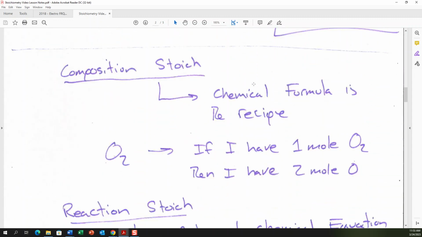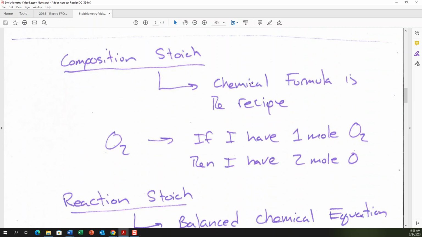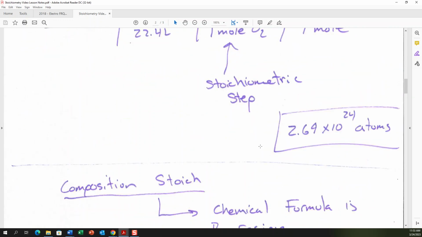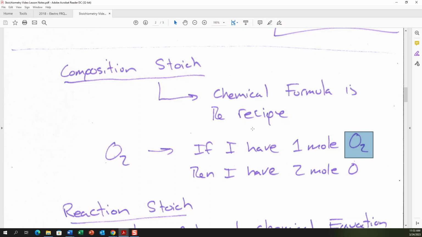So there's different types of stoichiometry. There's composition stoic, there's reaction stoic. It doesn't matter. You don't have to know which is which. The difference is what recipe you are using. In composition stoic, you're using a chemical formula for your recipe, like this was our recipe, and so we were able to figure out that ratio in this step, 2 to 1, based on the recipe. So composition stoic is when you're asked about a specific element in a compound, like a specific type of atom in an oxygen molecule, O.